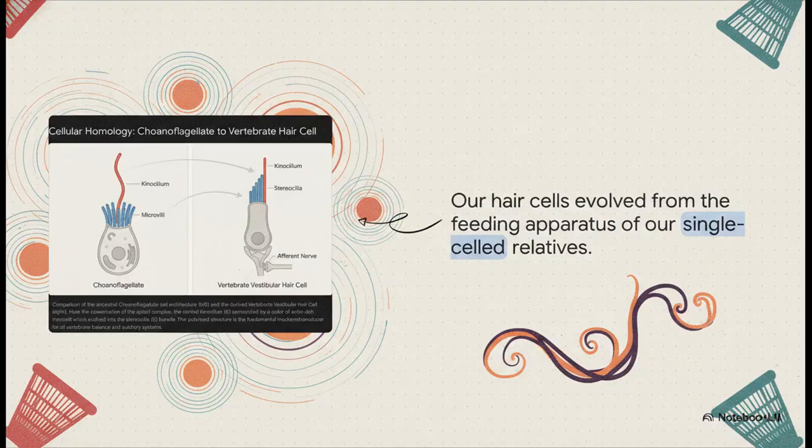And this just illustrates that deep past perfectly. Look at this. On the left, you've got a choanoflagellate. It's our closest single-celled relative. See that structure it used for grabbing food? Now look at the right. That's our vestibular hair cell. It's the exact same basic design. It's just been repurposed. Evolution calls this exaptation, from a little feeding tool into one of the most sensitive motion detectors on the planet. I mean, think about that. Our entire sense of balance is literally built on top of an ancient food filter.